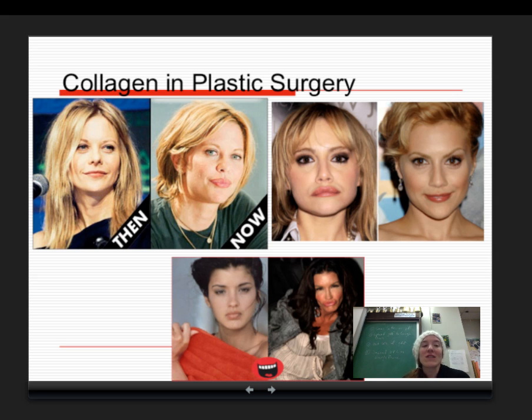So I just wanted to show you some pictures of different actresses that have had collagen injections into their face. So you can see that while they might have less wrinkles, their faces are a little swollen looking, and that's because, again, collagen does provide a significant amount of fullness to the face. So don't do it. Don't do cosmetic surgery.